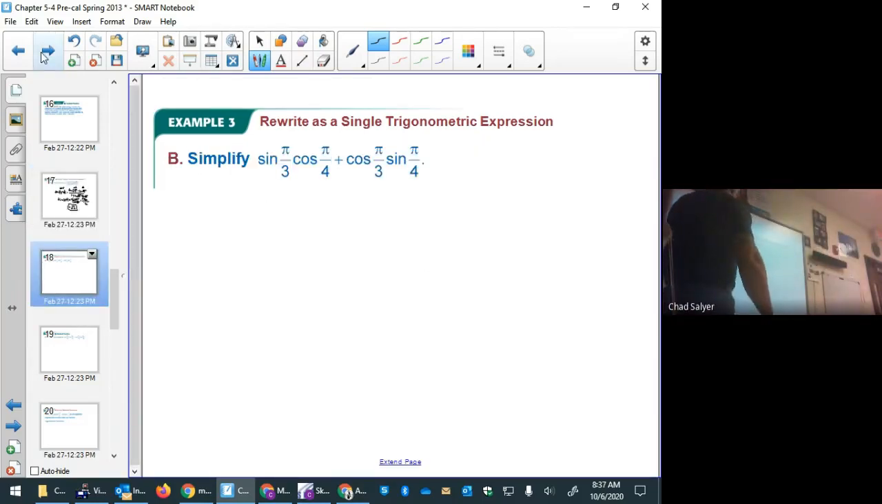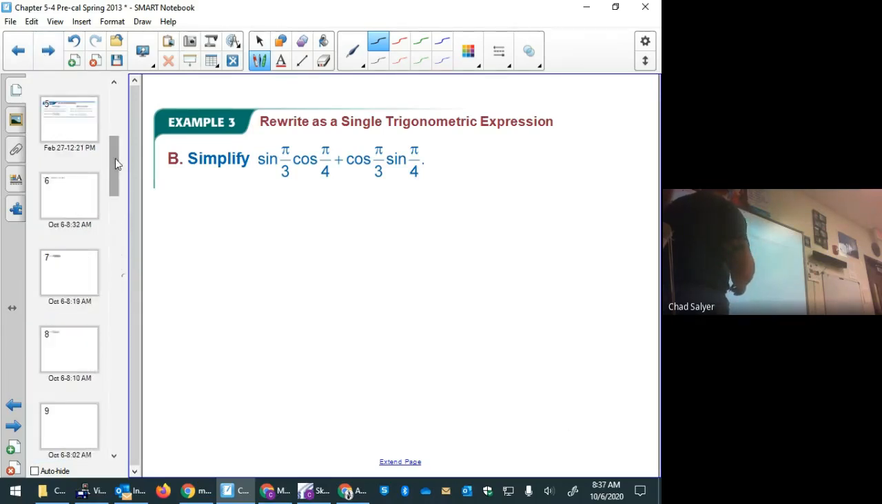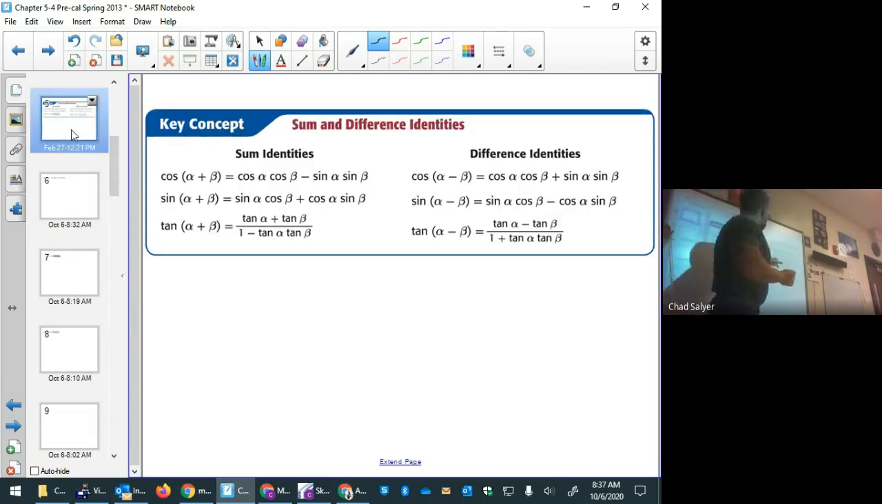Okay, so another one. What to flip? Well, it's clearly one of those sum or difference with the sine and the cosine. We've got sine, cosine, cosine, sine, and it's got a plus sign between it. Let's see what that looks like as far as our formulas go. Sine, cosine, cosine, sine. Right here. Sine sum formula.